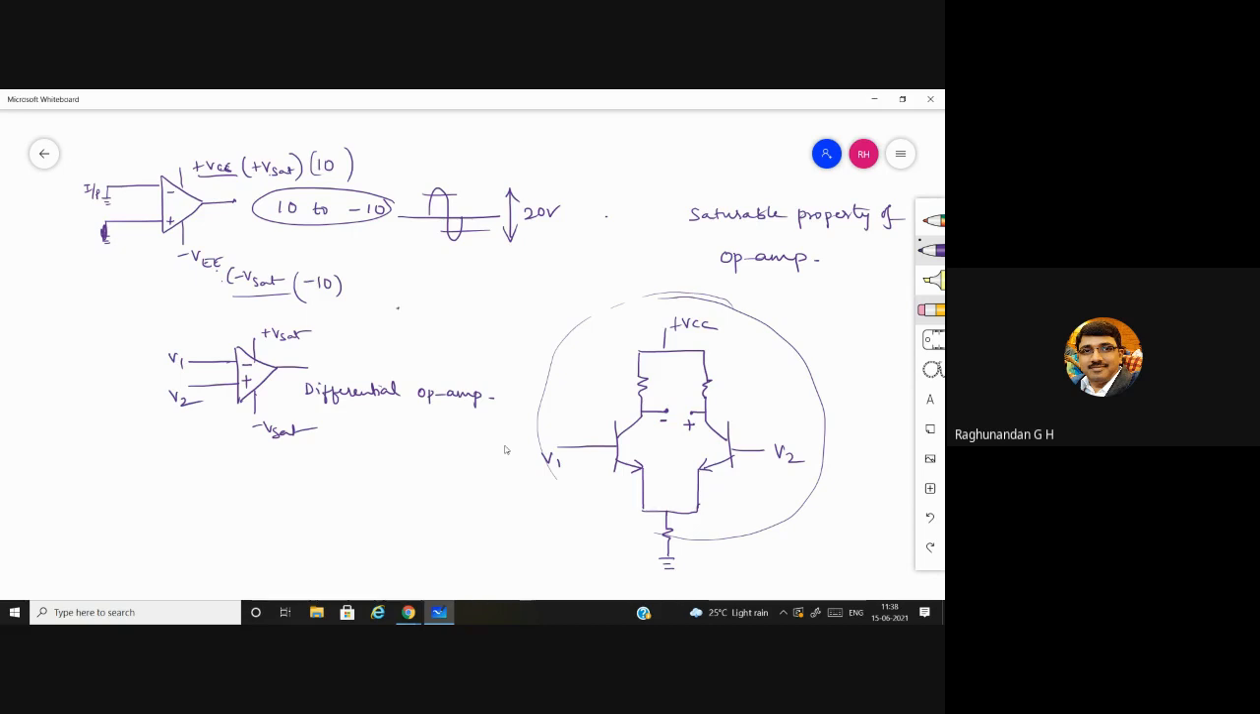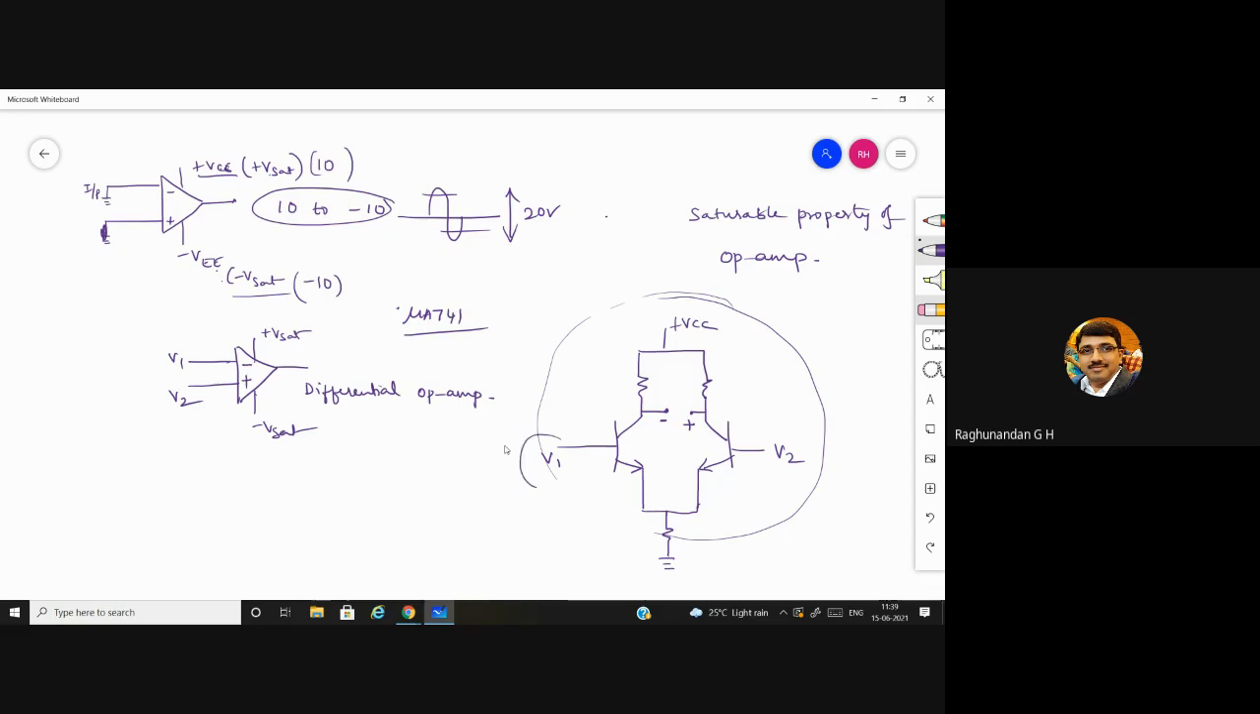Whatever the IC you'll be having, it will be having many amplifier circuits in it. So based upon our requirement, we are going to use it. A basic MUA 741 op amp, which we are going to use in the lab, even in your AC lab, we are using MUA 741 IC for many of the experiments. There, it has this circuit inside the integrated circuit.